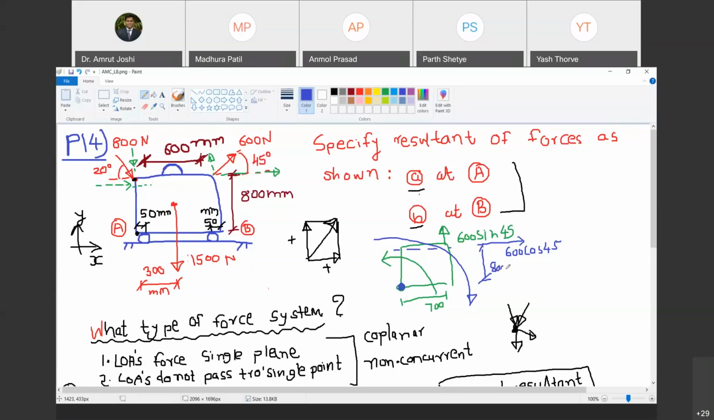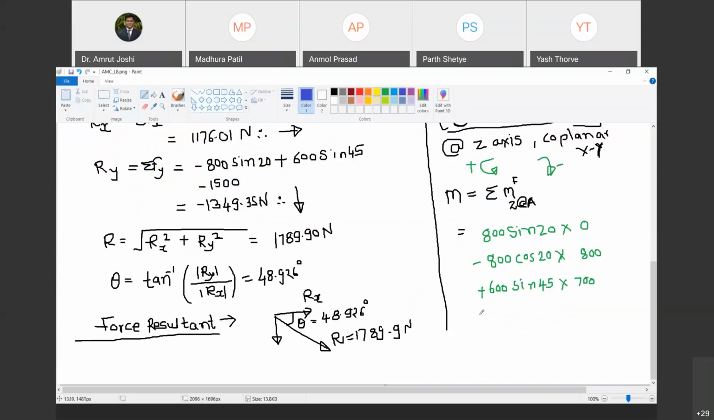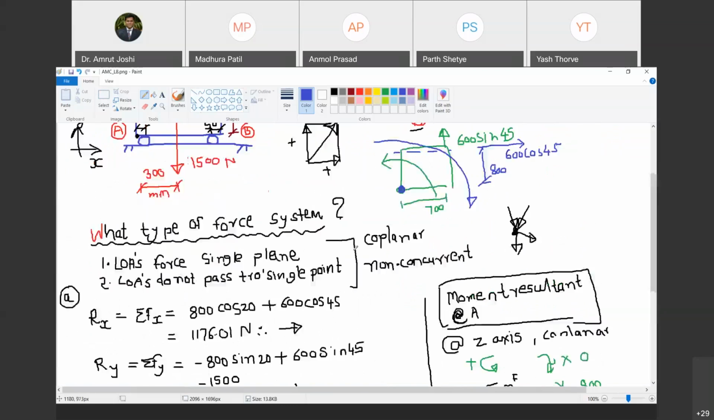So it is going to be 600 cos 45 into 800. Do you agree with me? Yes, sir. And minus. Why? Because it produces a clockwise moment. Are you with me? Yes, sir. Into 800. चलो, और किसका मोमेंट आने वाला है?